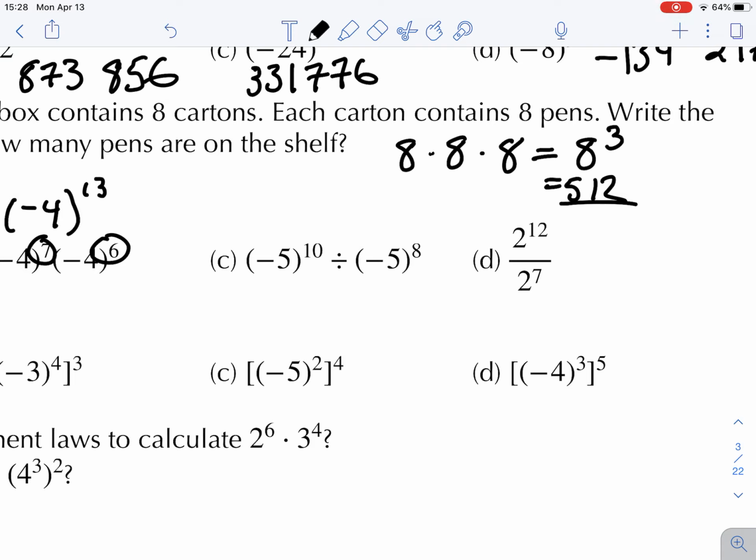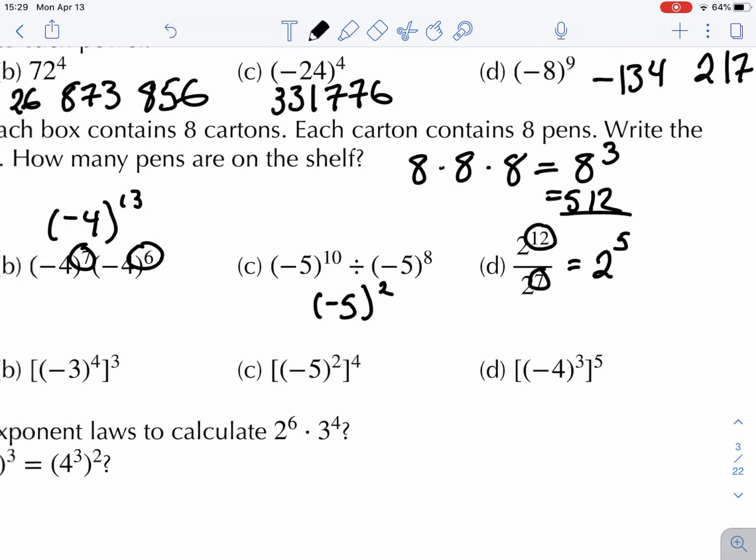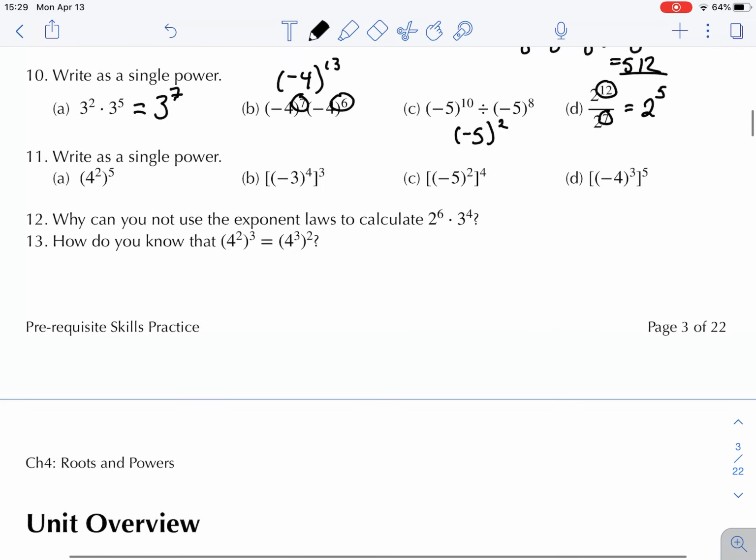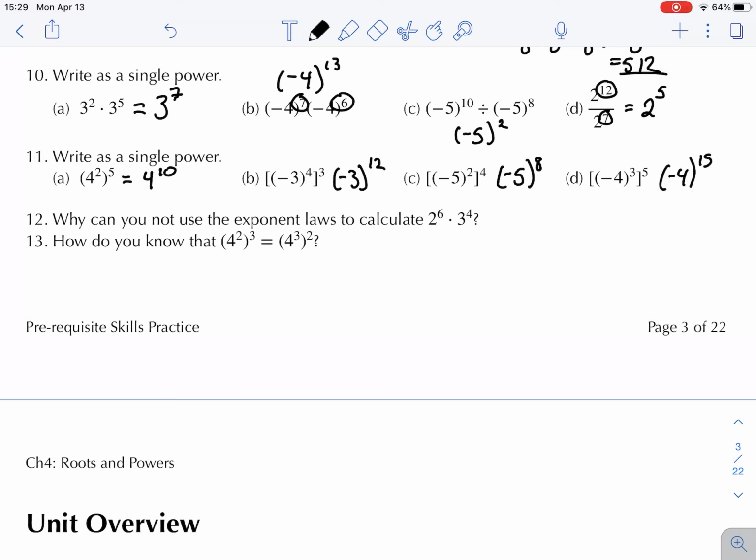When we're dividing powers with the same base, we just subtract the exponents. So this will be negative 5 to the power of 2. And the last one will be 2 to the power of 5. We do 12, take away 7. Right, when we raise a power to a power, we multiply the exponents together. So this will be 4 to the power of 10. This will be negative 3 to the power of 12. This will be negative 5 to the power of 8. And this will be negative 4 to the power of 15.